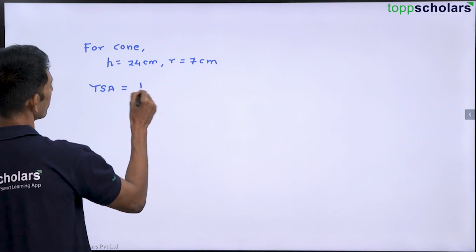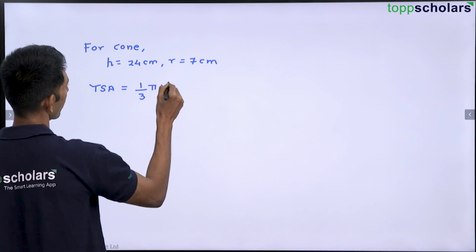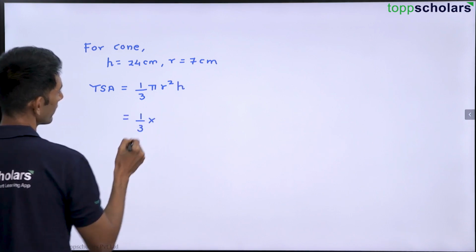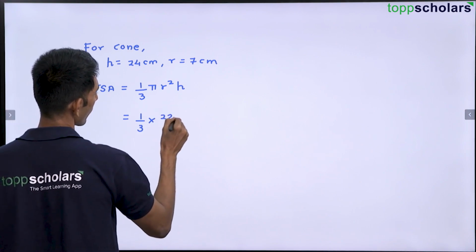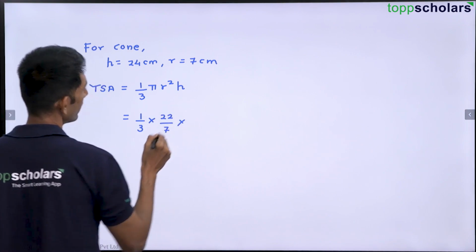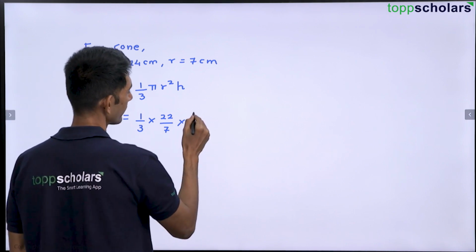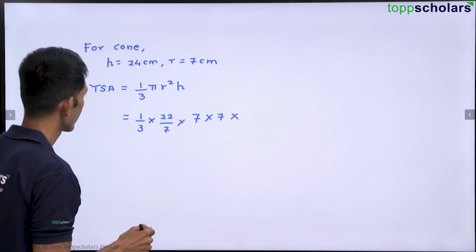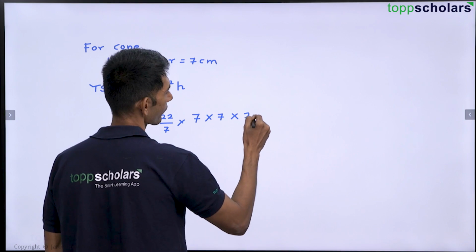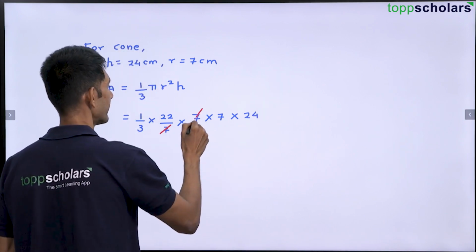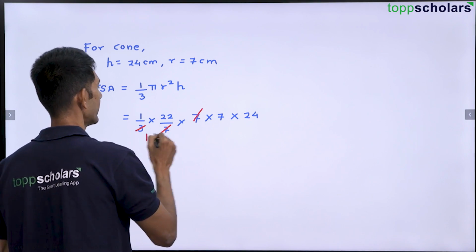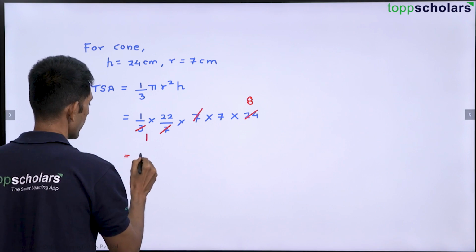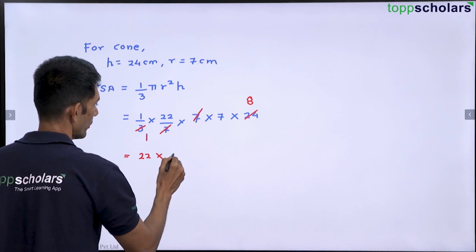Can I say the total surface area will be 1 by 3 pi r square h, that is 1 by 3 into 22 by 7 into r square, r square is 7 into 7, into h. h is 24. So this 7 gets cancelled. 3 eights are 24. Then you get 22 into 56.